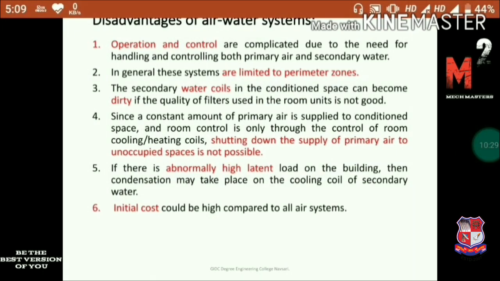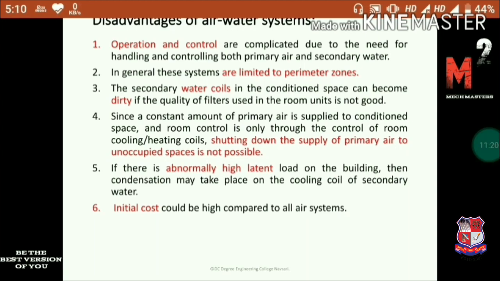Let's see the disadvantages of the air water system. Operation and control are complicated due to the need for handling and controlling both the primary air and secondary water. Here we handle both the air system and the water system, so its operation and control are complicated. In general, these systems are limited to the perimeter.